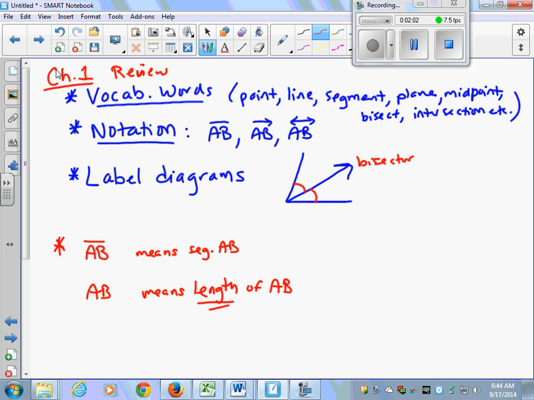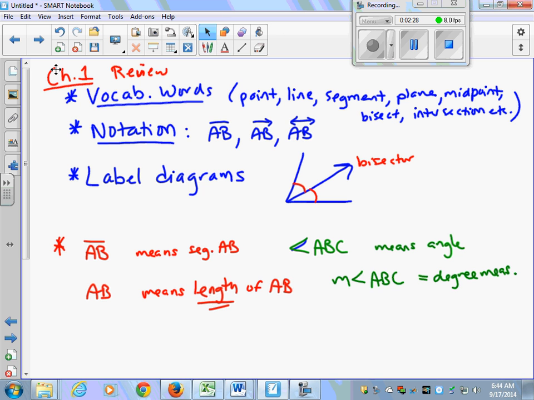And similarly with angles, if you have angle ABC, it means the angle itself. And if you have the measure of angle ABC, it's the degree measure. So pay close attention to this notation. Remember that here you could use a congruence mark for both of these, and here you would have to use an equal sign for both of those.